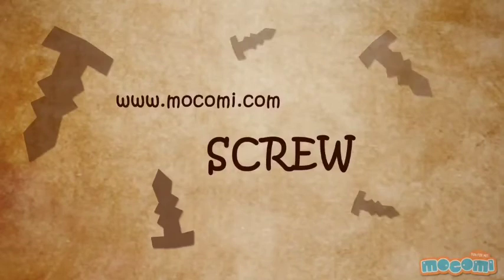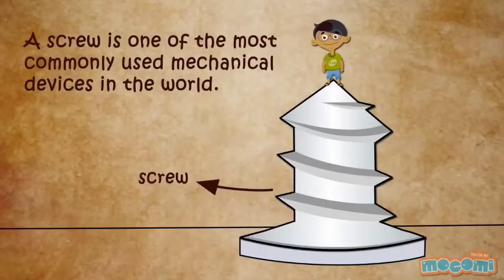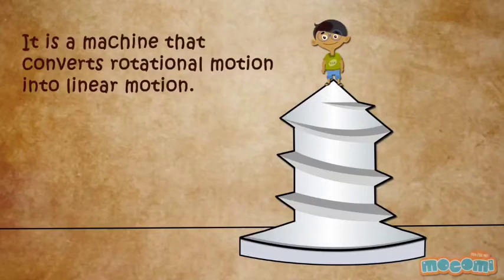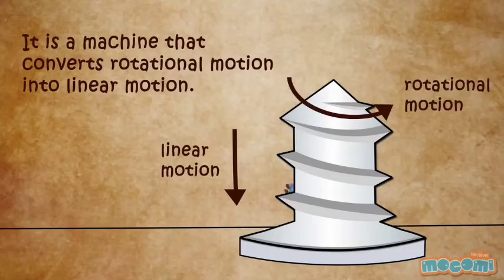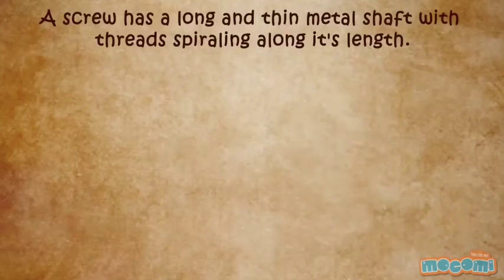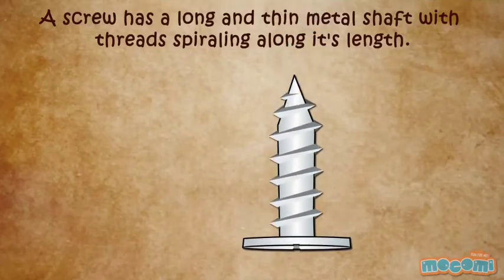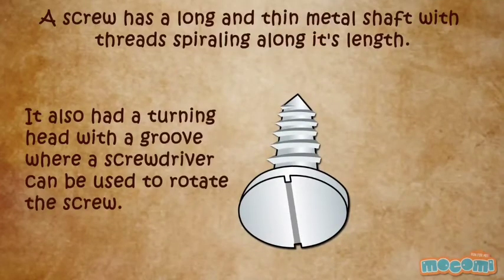What is a screw? A screw is one of the most commonly used mechanical devices in the world. It is a machine that converts rotational motion into linear motion. A screw has a long and thin metal shaft with threads spiraling along its length. It also has a turning head with a groove where a screwdriver can be used to rotate it.